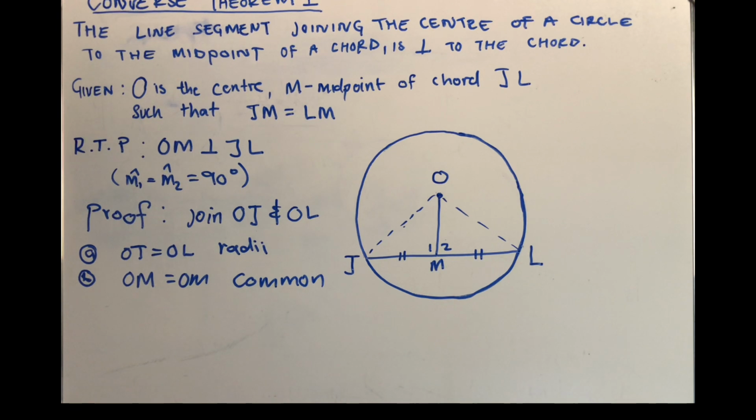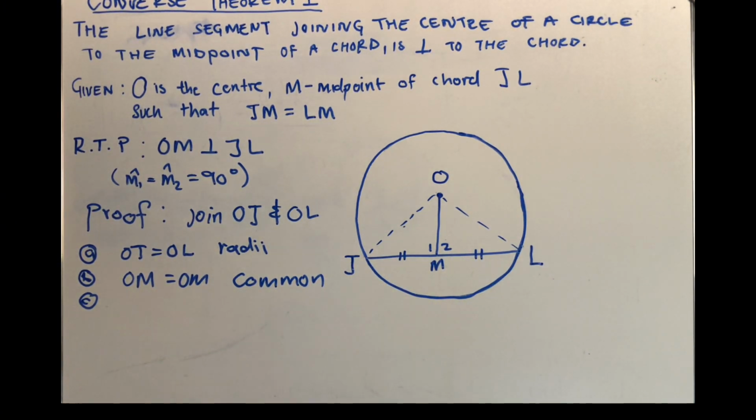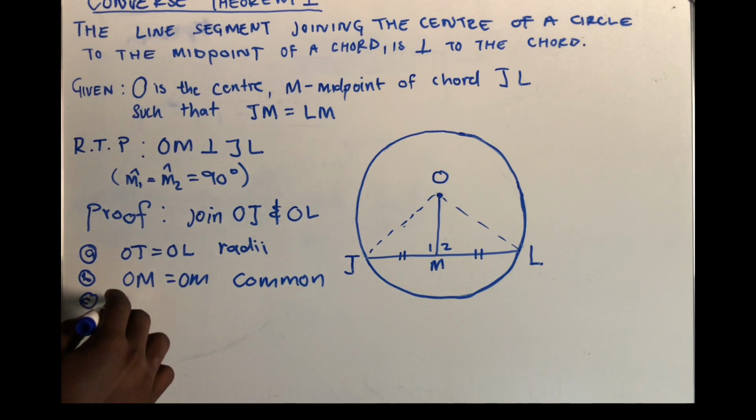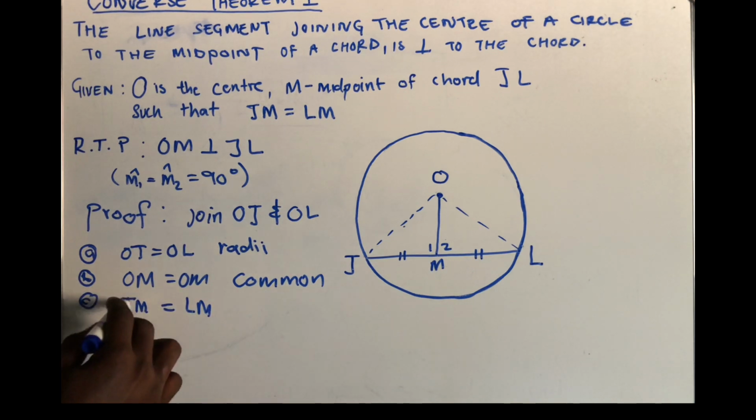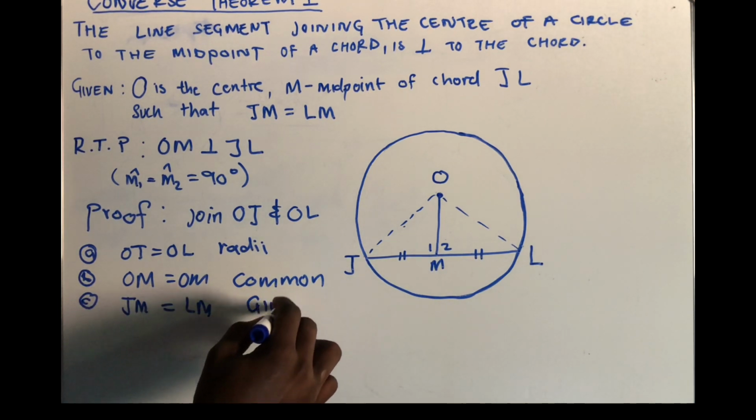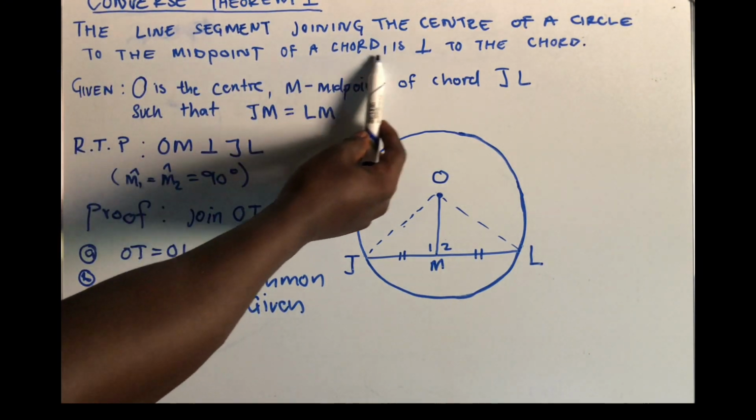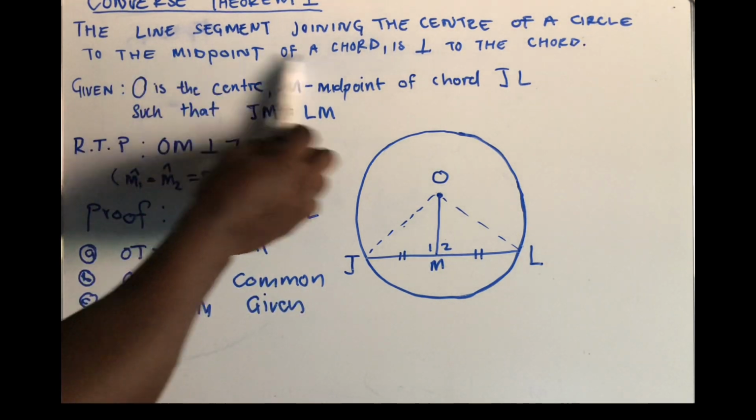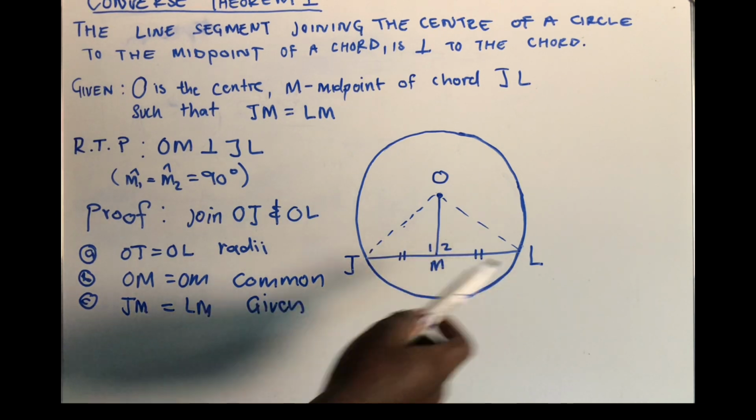And then let's look at our third condition. We are given that JM is equals to LM. This is given. You can see they are equal. JM is equals to LM. It's given. From here, the midpoint of a chord, they are saying the line is drawn from the midpoint. You know what a midpoint is. If this is a midpoint, that means this side is equals to the other side.